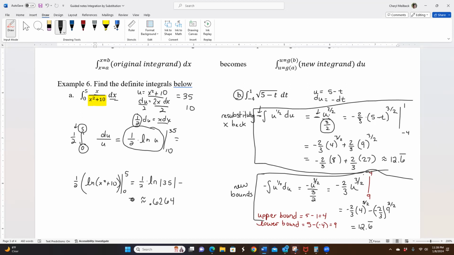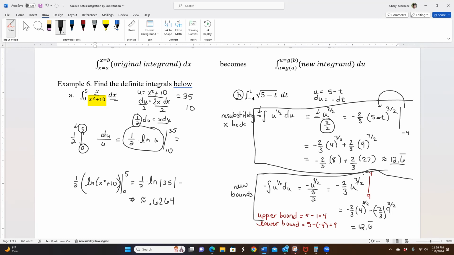And when we resubstitute our u, which is 5 minus t, back in, we will have negative 2/3 times (5 minus t) to the 3/2. And we'll integrate that from our original bounds because we resubstituted the 5 minus t back in. When you substitute a 1 in for t, you'll get 5 minus 1, which is 4 here. And then when you substitute a negative 4 in here, you'll get 5 minus a negative 4, which is 9. Doing the math on that, we get 12.6 repeating.